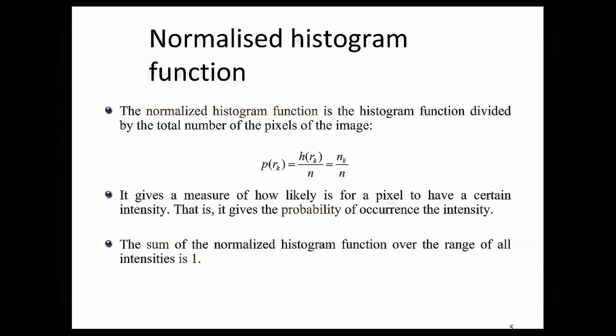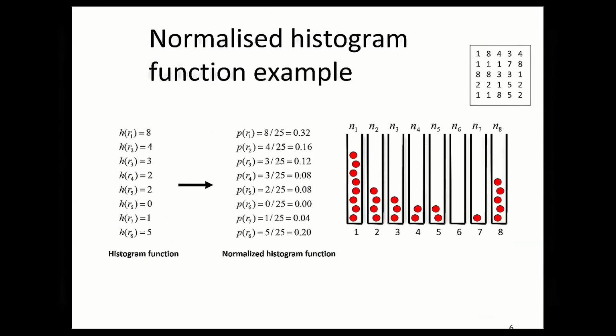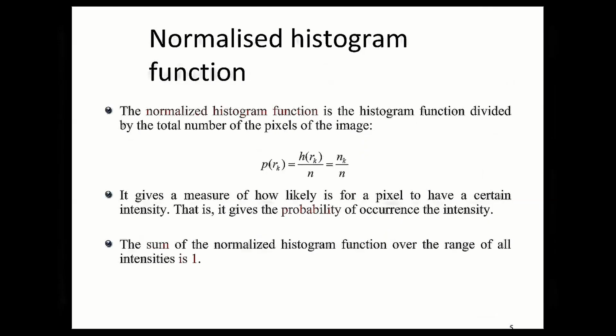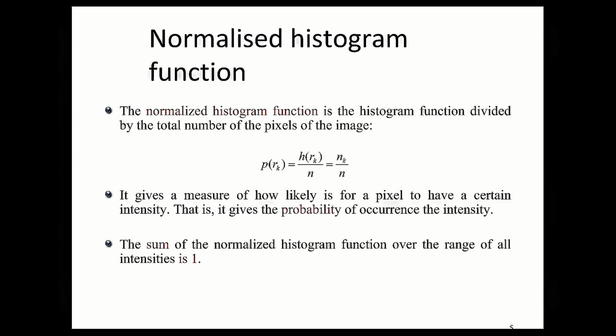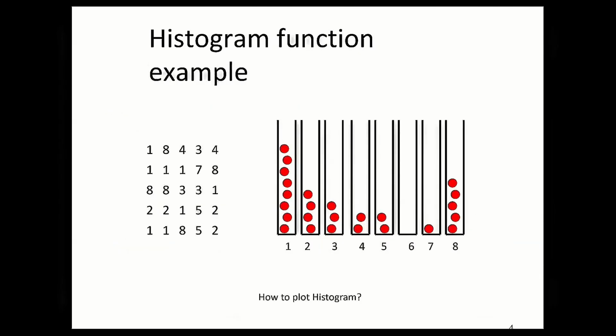Now, every point here, if I divide by the total, which is 25, it will be just a portion of 25. And if I sum that up, what will I get? 1. So what is this actually? This is the probability of pixel level rk. For example, for the probability of level 1, I will just divide 8 by 25.